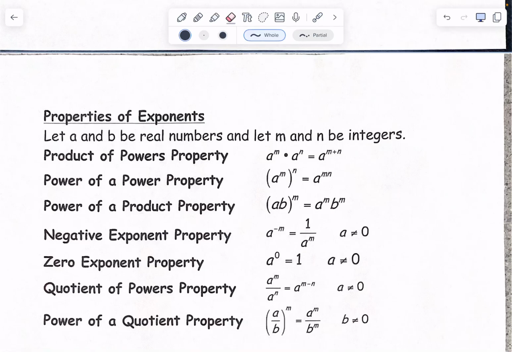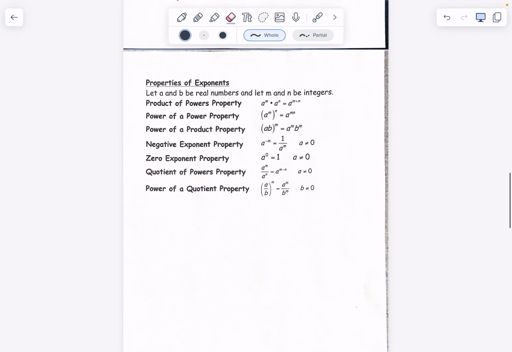Okay, we're recording for Macy and Simon and Colton. There are 2 sheets of paper that you need for this. This first one is just a review of the properties.